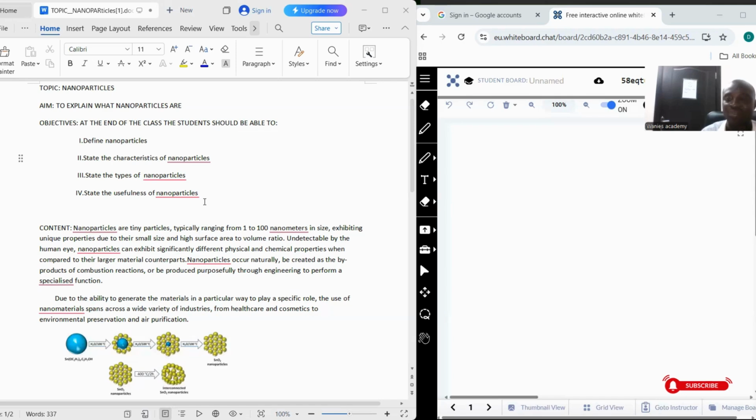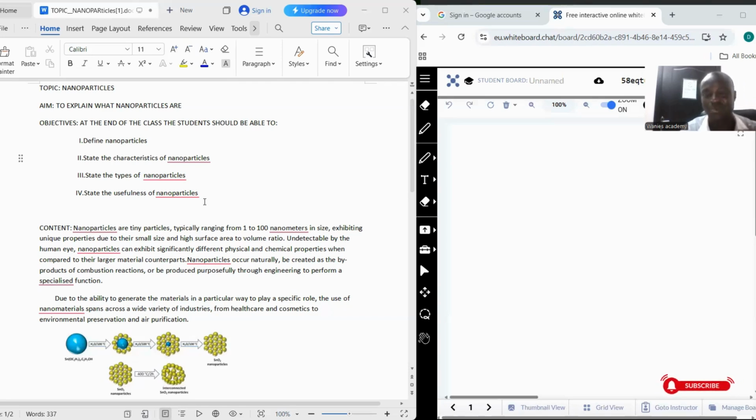So when we say nanoparticles, what are we actually referring to? Now, these are tiny particles, typically ranging from 1 to 100 nanometers in size. I'll say that again for clarity: nanoparticles are tiny, minute particles that typically range from 1 to 100 nanometers in size.